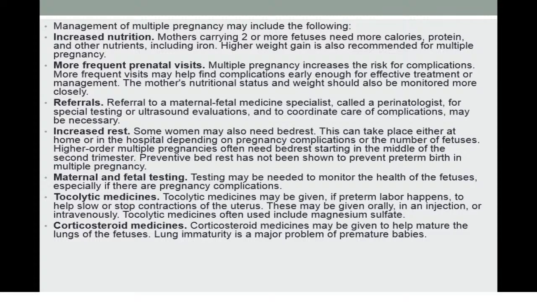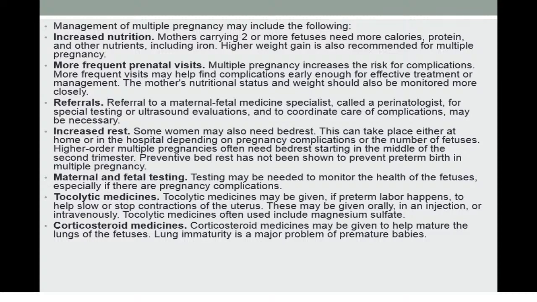Referrals. Referral to a maternal fetal medicine specialist, called a perinatologist, for special testing, ultrasound evaluation, and to coordinate care of complications may be necessary. Increased rest. Some women may also need bed rest. This can take place either at home or in the hospital, depending on the pregnancy complication or the number of fetuses.